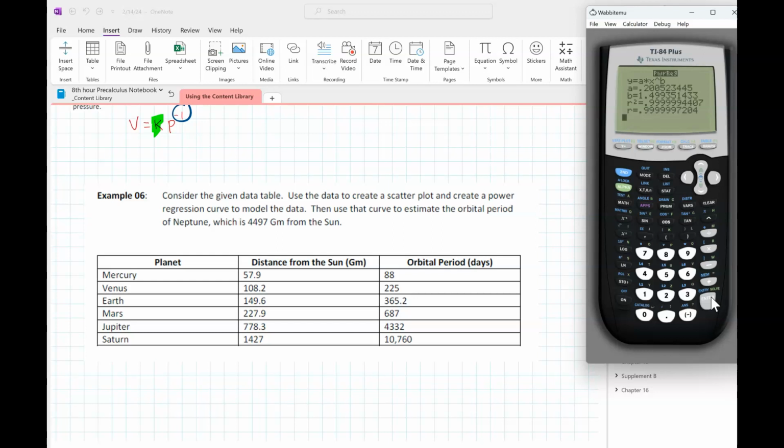Go to stat, and then go to the right, go to calc. And then go all the way down. No, power, right? Because the directions say to do a power regression.